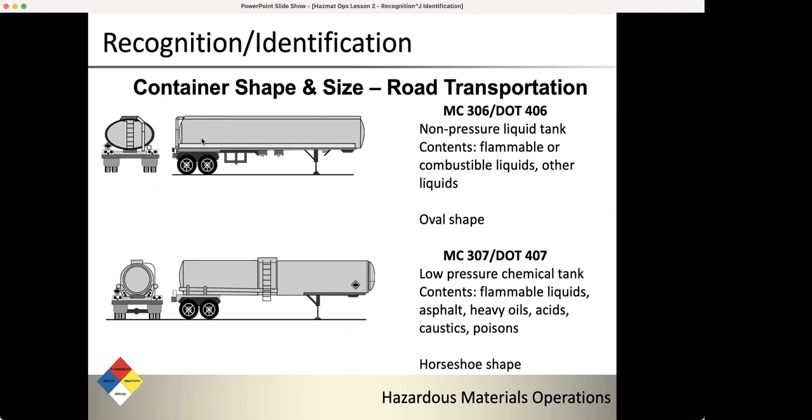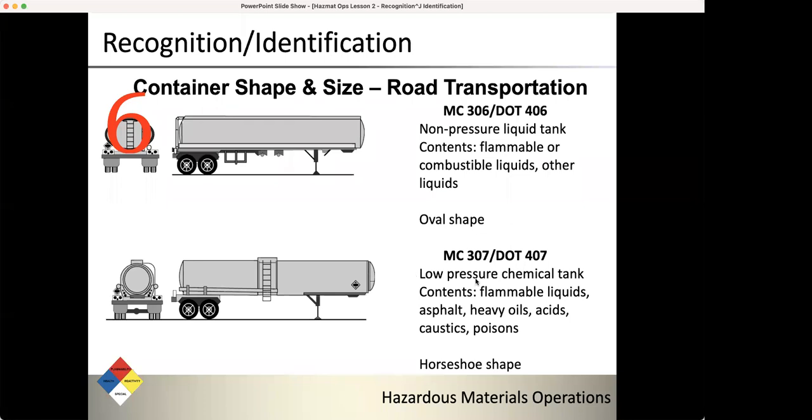This is a non-pressure liquid tank car. It can hold flammable or combustible liquids, any type of other liquid. It has an oval shape. So that's the key you're looking for, an oval. So kind of like the bottom of a 6, a little way to remember it. So if it looks like the bottom of a 6, it's a 406. So it's got the oval shape, it's a 406.